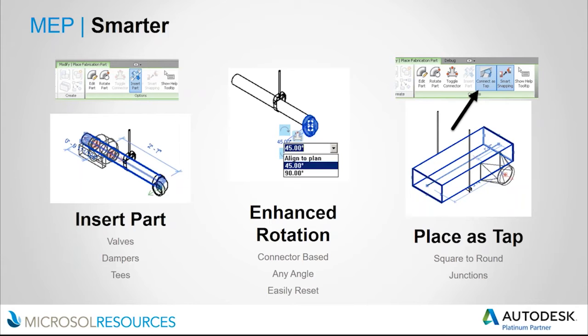And so Autodesk's focus is to use Revit MEP, or the Revit platform, as that cradle to grave kind of working environment. So no longer do the fabrication folks have to be in AutoCAD land where everybody else is playing in Revit. So with this, we've gotten better tools for working with fabrication parts. We have the ability to insert a part or break a part, and for valves, dampers, tees, things like that. We have enhanced rotation tools, which I'll show you in a little bit. We have the ability to place a fitting as a tap using squared arounds and junctions and things like that.